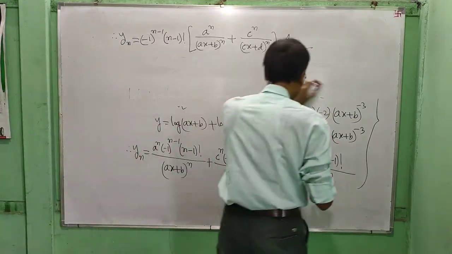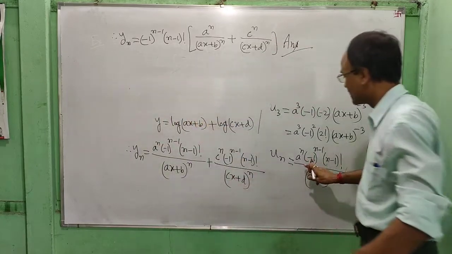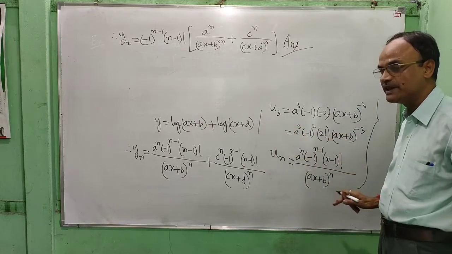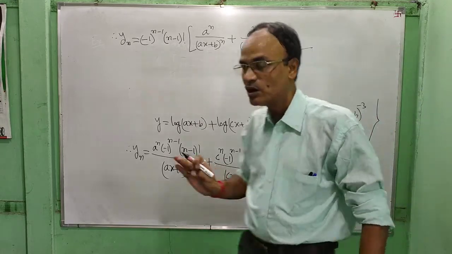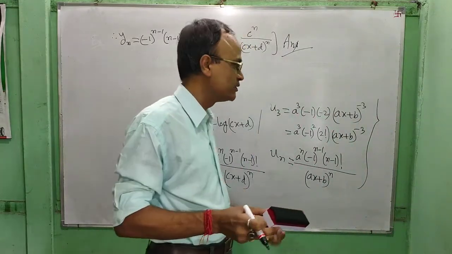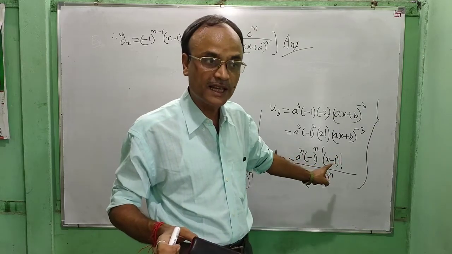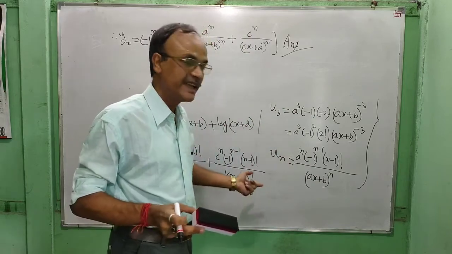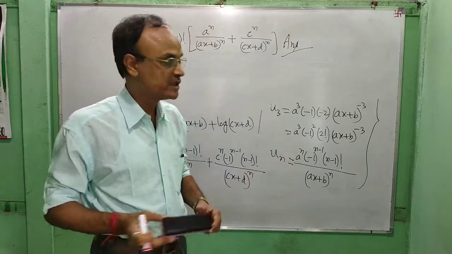Let us take another example. You should remember this one. If y equal to log of ax plus b, then yn is equal to a to the power n times (minus 1) to the power n minus 1 into factorial n minus 1 divided by (ax plus b) to the power n. You should remember this.